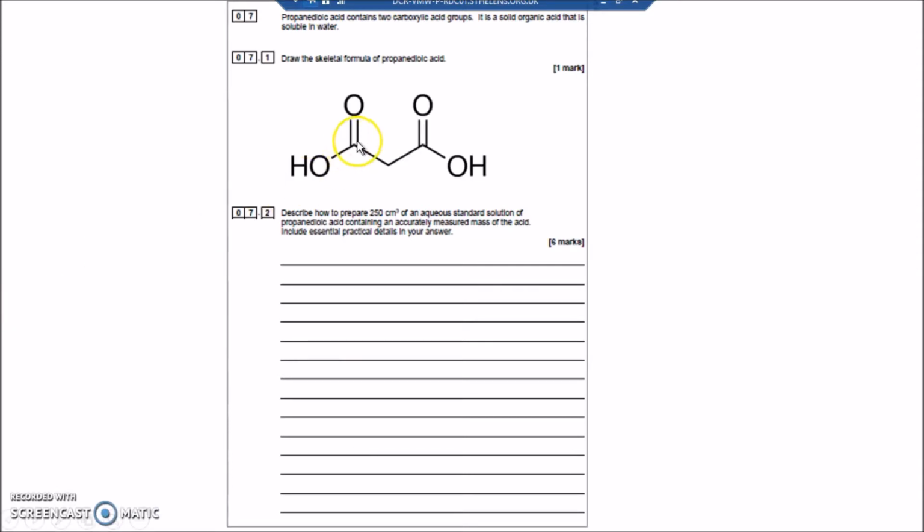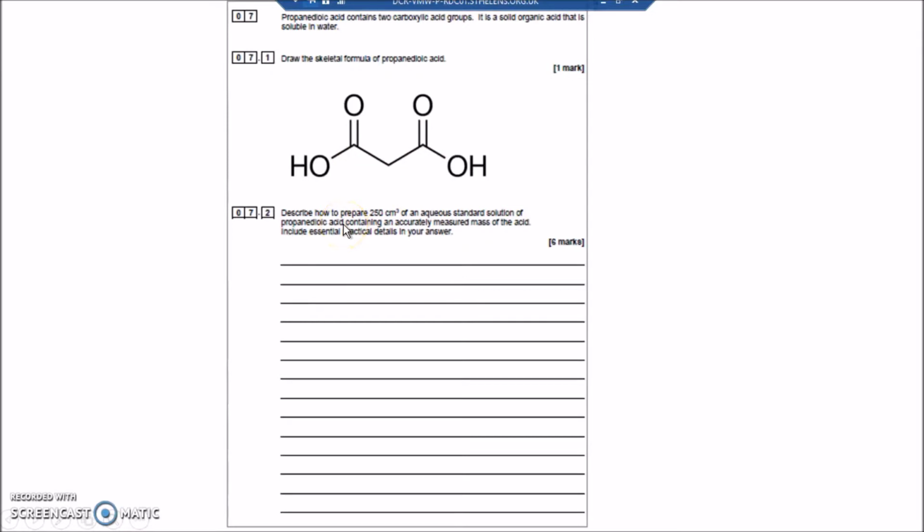So what do you have? You have 1, 2, 3 carbons, an OH, and a C double bond O. So you've got a C double bond OH and a C double bond OH, and you've got 2 of those, dioic acid, and 1, 2, 3 carbons. Don't draw any H's on. And the carbons, as I say, are corners on lines or dots.